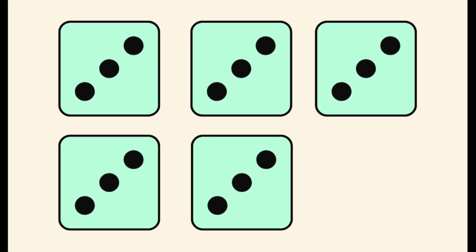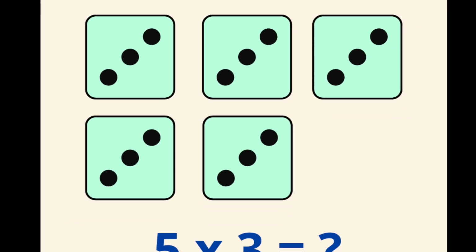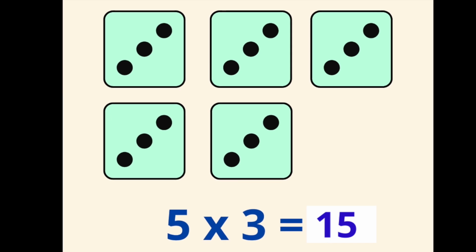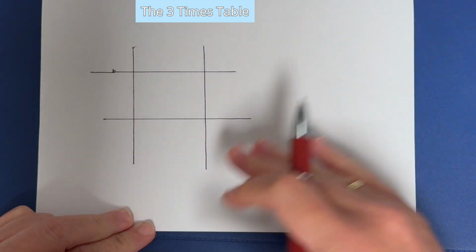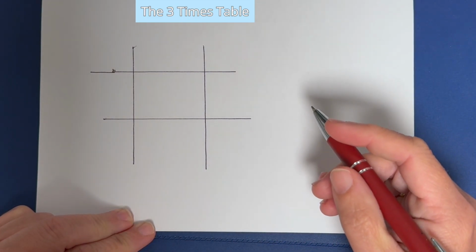Do you know what 5 times 3 is? 15. Let's use this chart to find the answers of the 3 times table. Pink is for the tens and dark blue is for the ones.